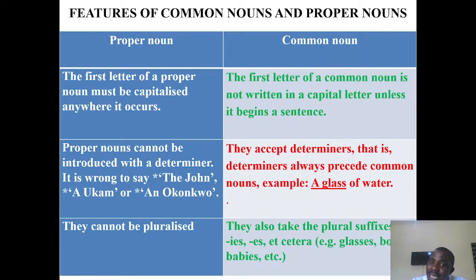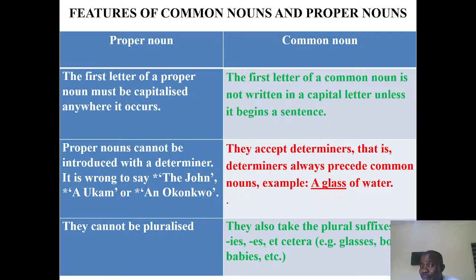They accept determiners. That is common noun, it accepts determiners. So the word country, since I cannot say the Nigeria is where I come from. The Nigeria is where I come from. It's wrong because you cannot introduce Nigeria, a proper noun, with a determiner. You can say the country is where I come from.